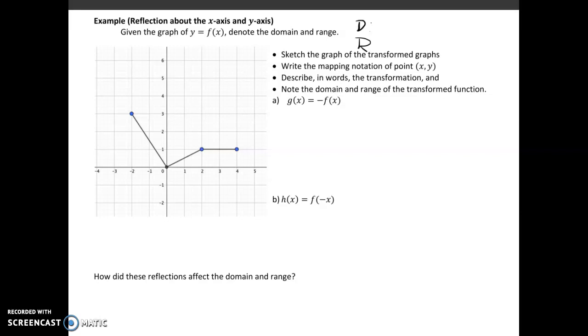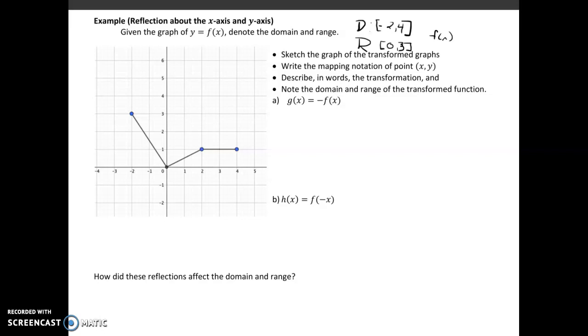My domain goes from -2 to 4. I'm just going to use interval notation. I like interval notation whenever I can. It's simple, it communicates the idea. Range goes from 0 to 3. Okay, that's for my regular function f of x as it appears.